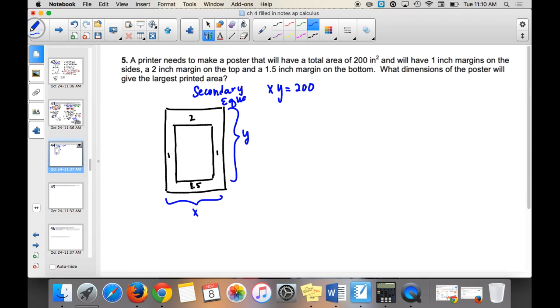And the reason that's our secondary equation is because it's not anything that we're trying to maximize or minimize, okay? So the question said, what dimensions of the poster will give the largest printed area? So the print is on the inside. So if I'm talking about the printed area, I want to find the dimension here and the dimension here. Okay? So I knew that it was X all the way across, so X was here. And what did I subtract out from both sides in order to get that inner width? Yeah, I subtracted out 2, right? 1 from both sides. You guys see that?